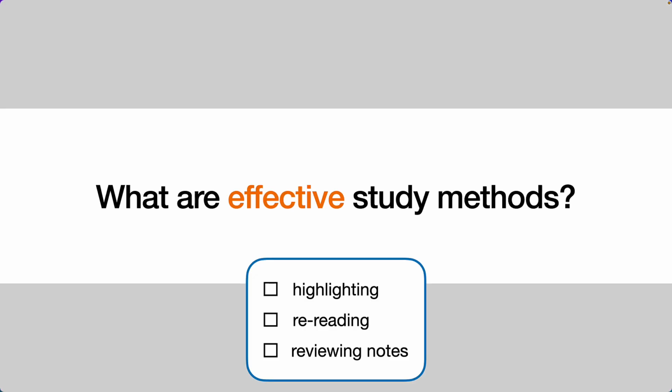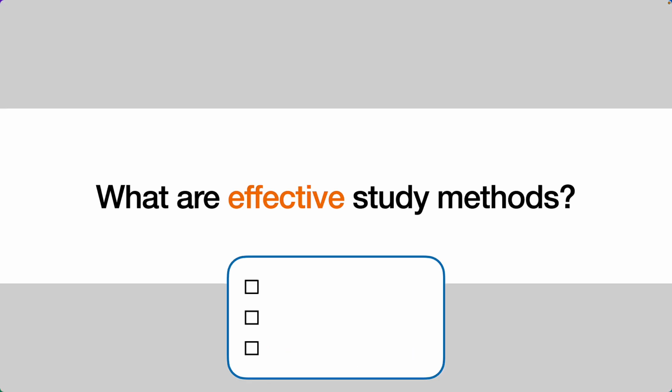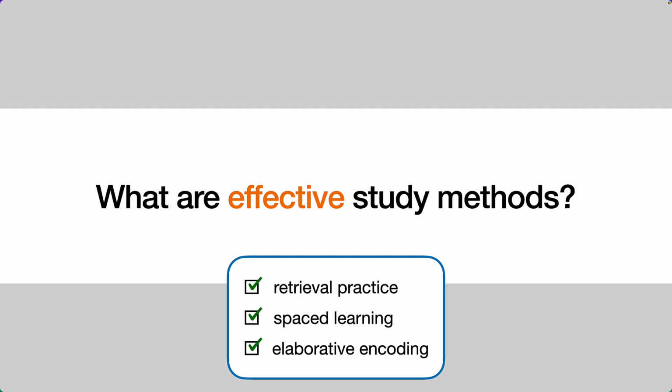So, I want to start with a question about what are some effective study methods? Of the three listed here, which do you think are considered effective study methods? Go ahead and pause the video if you need to think about this, but make a decision before you continue. So, it turns out that none of these are considered very effective study methods, even though these three are some of the most common study methods used by students. So, what are some effective study methods? Three that we will focus on are retrieval practice, spaced learning, and elaborative encoding.